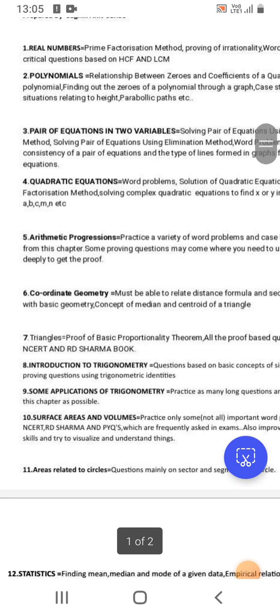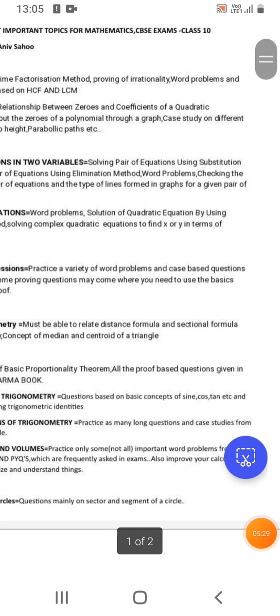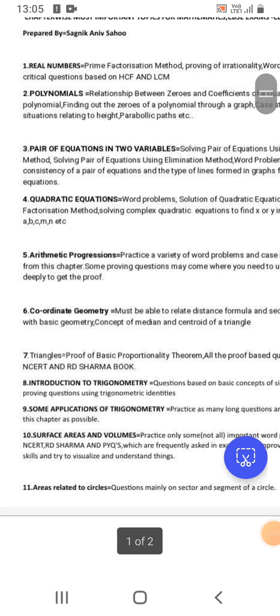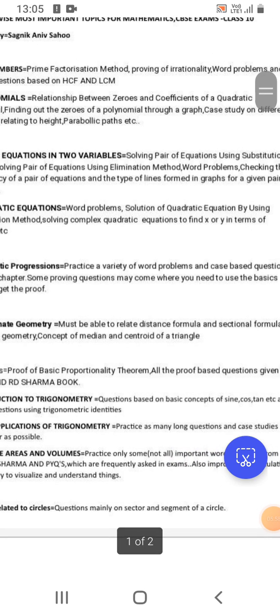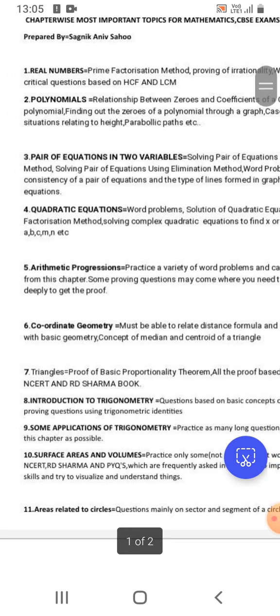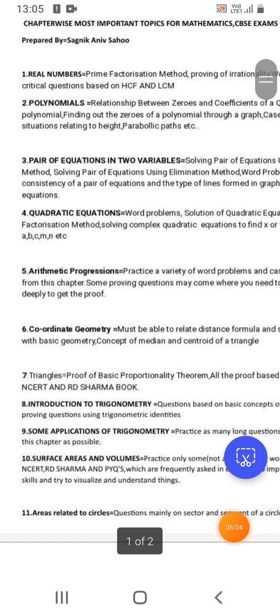Then solution of quadratic equation by using factorization method. First, the middle term splitting of the factorization method using numbers you need to learn. Then you need to move towards more complex questions. For example, it would be given on the left hand side, that is m by n x square plus n by m y square or n by m x, in that way also, like solving complex quadratic equations to find x or y in terms of a, b, c, m, n, etc.